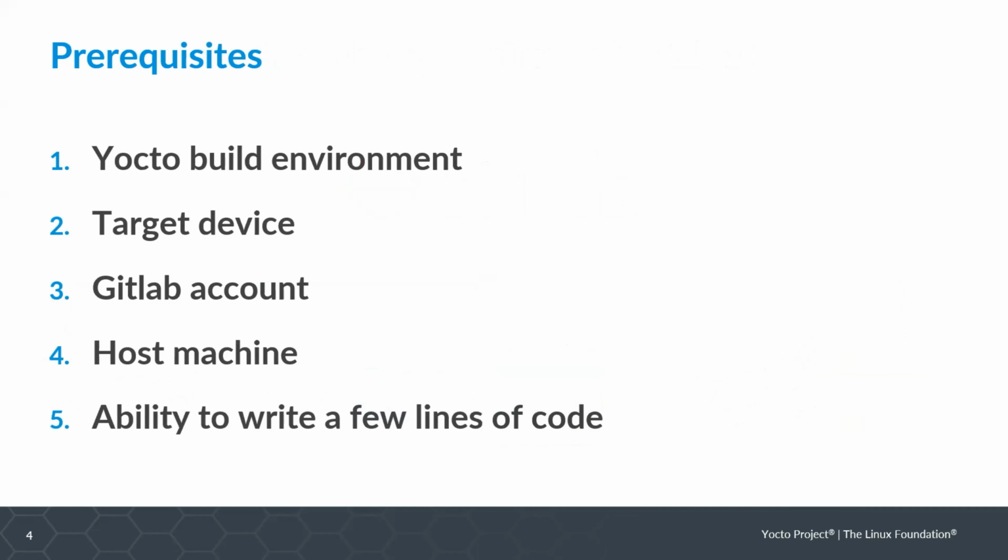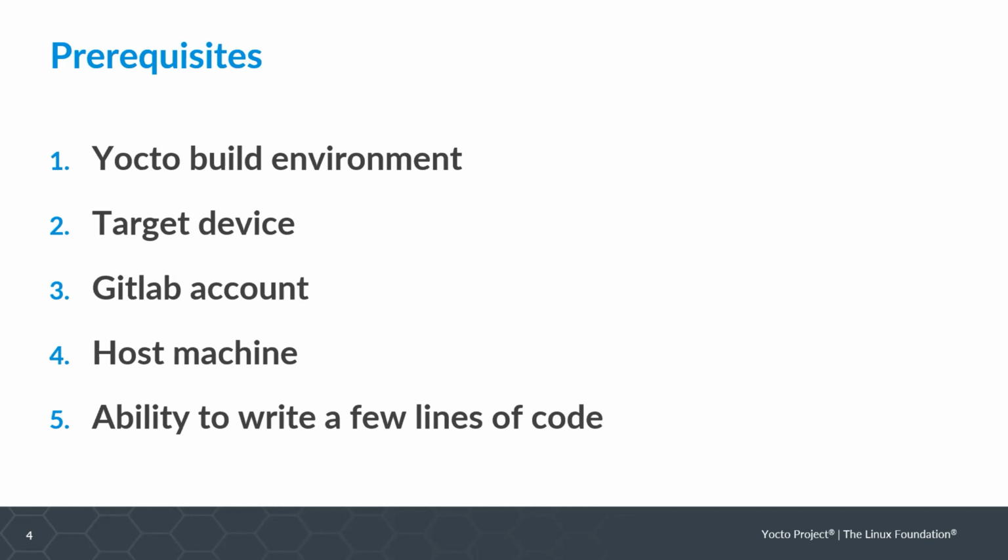So there's not too much required, but I always wanted to mention that. The recipe we need here, we need a Yocto build environment. I assume you have that. I'm not going to cover any of that. We do need a target device to test this on. And of course, you'll need a GitLab account. And then you'll need a host machine. I use my laptop for most of my builds, but you'll actually probably want a separate dedicated machine, more like a server that's on 24/7.